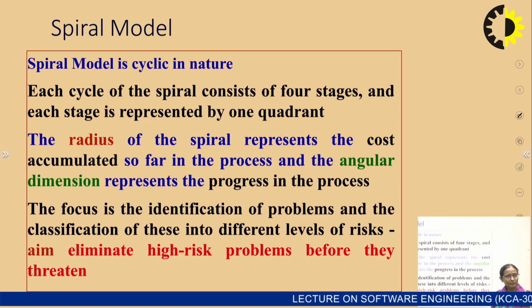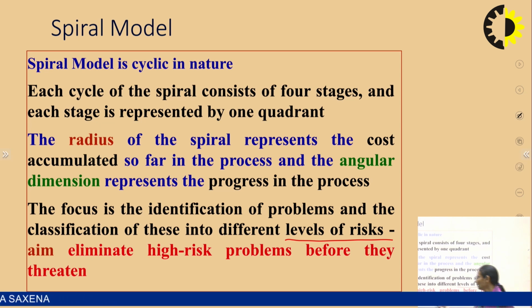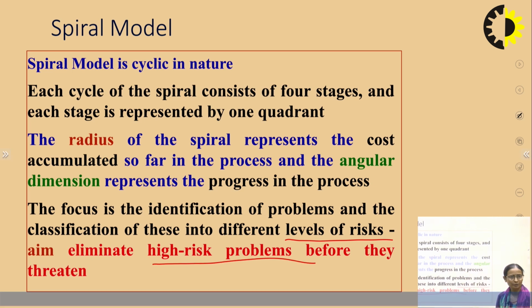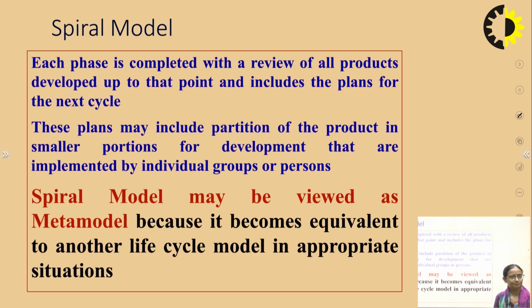So, the spiral model is cyclic in nature. Each cycle of a spiral consists of 4 stages and each stage is represented by one quadrant. The radius of the spiral represents the cost accumulated so far in the process and the angular dimension represents the progress in the process. The focus is the identification of problems and the classification of these into different levels of risk. So, the main aim is to eliminate high risk problems before they threaten the project. This is the main objective of the spiral model.